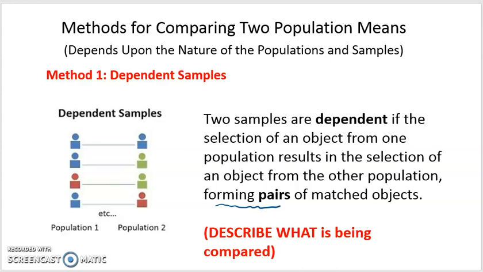An example of dependent samples: a friend of mine actually conducted a study on gender bias in salaries. And rather than just collecting salaries of women and salaries of men, you want to make sure that the comparisons are sort of the same, they're equal.